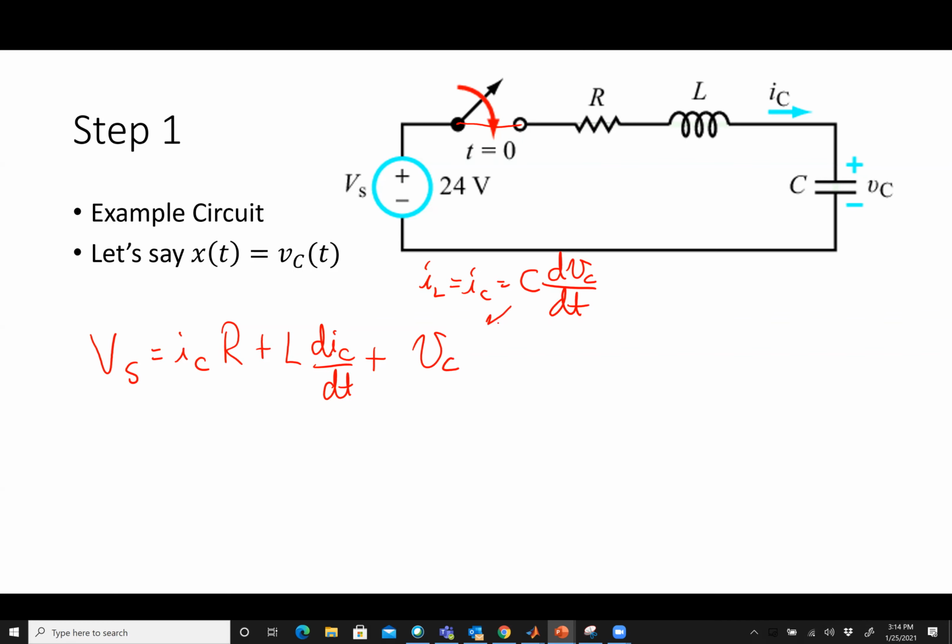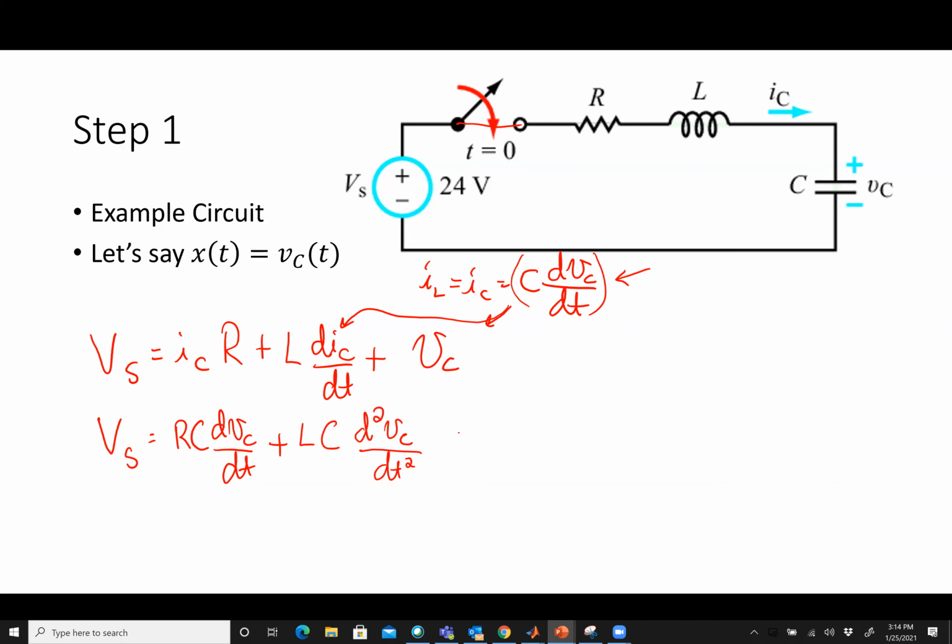Right. So I take this result and plug it in here. So I'm going to have V sub S equals RC dVC dt, plus, what's this middle term going to become? If I plug this in, what do I get? D squared I LC. Well, no. I'm plugging in for I sub C, so I'm plugging in this guy right here and taking the second derivative of it. So this would become LC d squared VC dt squared plus V sub C.